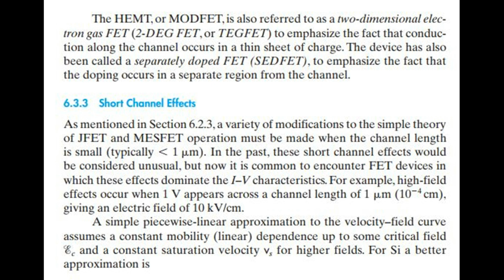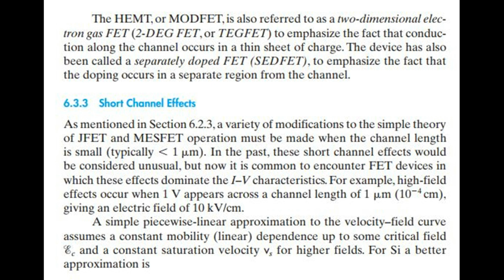Short channel effects. As mentioned in section 6.2.3, a variety of modifications to the simple theory of GFET and MESFET operation must be made when the channel length is small, typically less than 1 micrometer. In the past, these short channel effects would be considered unusual, but now it is common to encounter FET devices in which these effects dominate the current voltage characteristics. For example, high field effects occur when 1 volt appears across a channel length of 1 micrometer, 1 millionth part of a meter, giving an electric field of 10 kilovolts per centimeter.